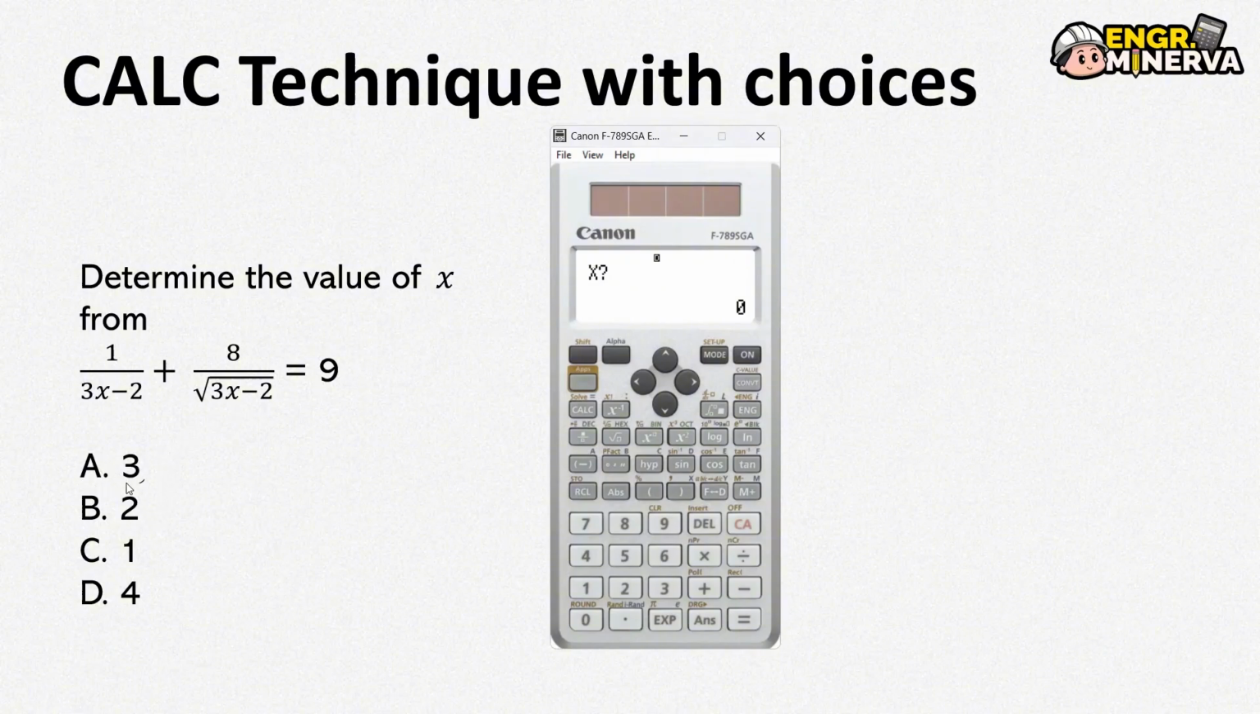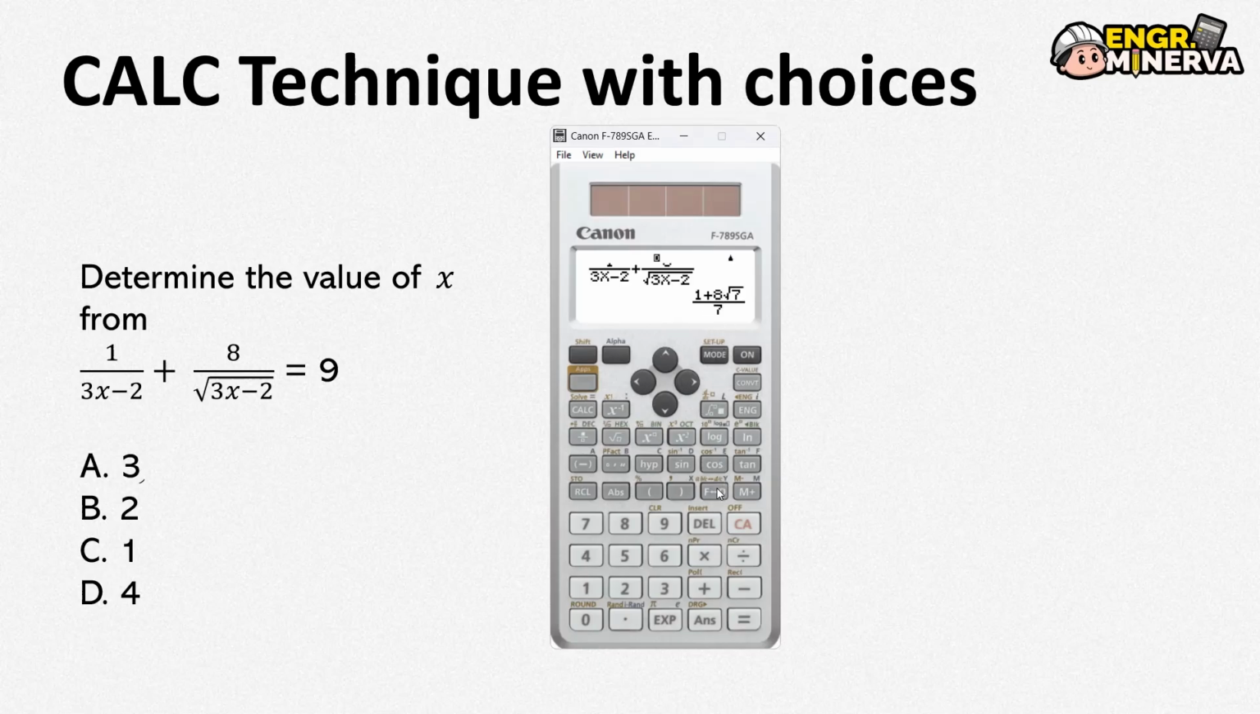Let's try letter A, that is 3. We input 3. Take note that if we use this technique, it means we are checking if the left side of the equation is equal to the right side. So the goal is to get a value of 9. If the value of the function or the equation after using calc on the choices is equal to 9, then that is our answer. So we try the first letter of the choice. We try 3, press equals.